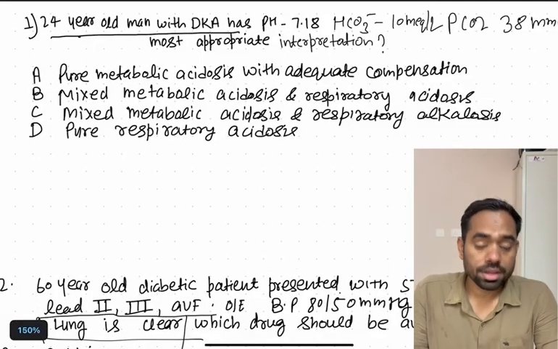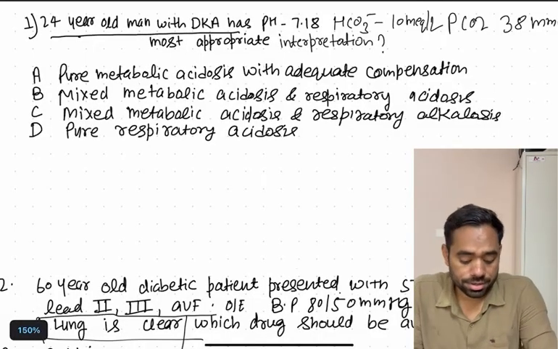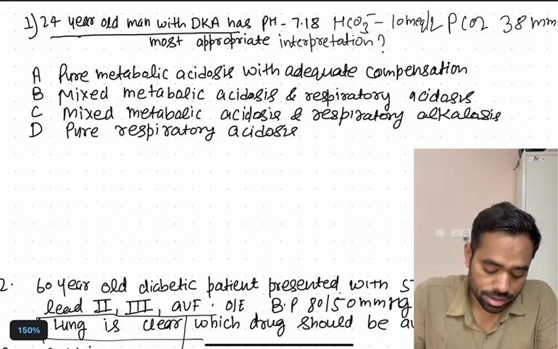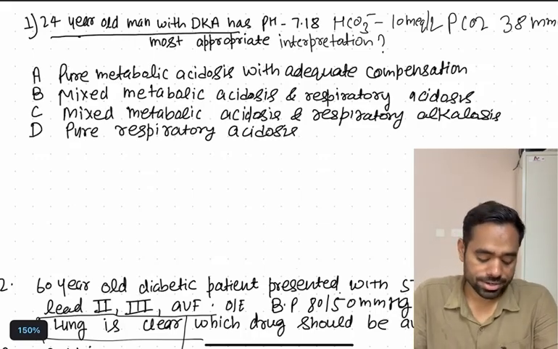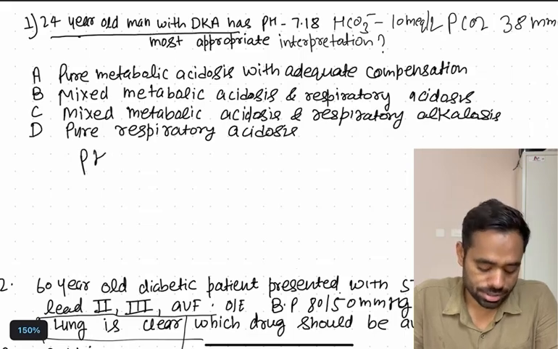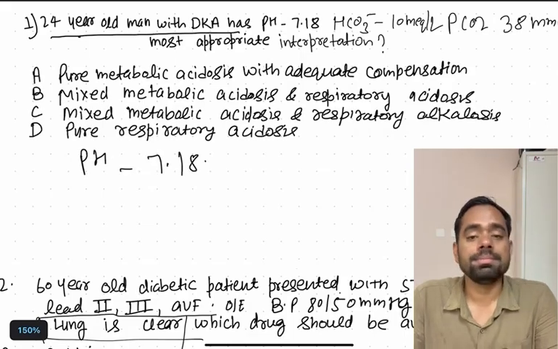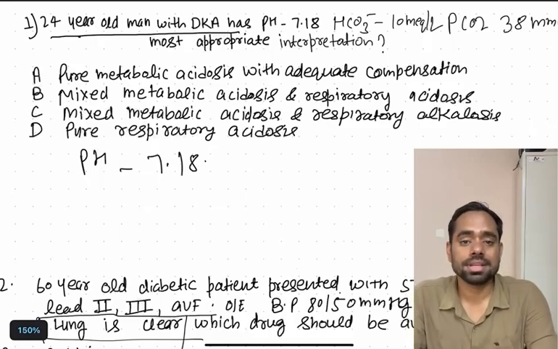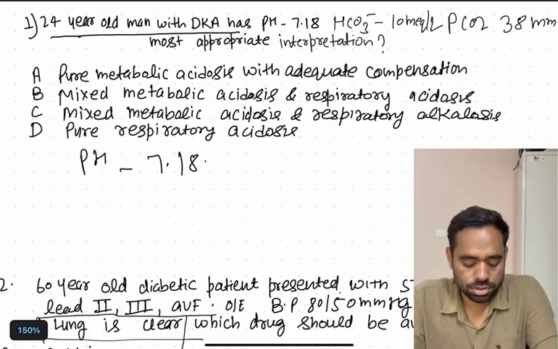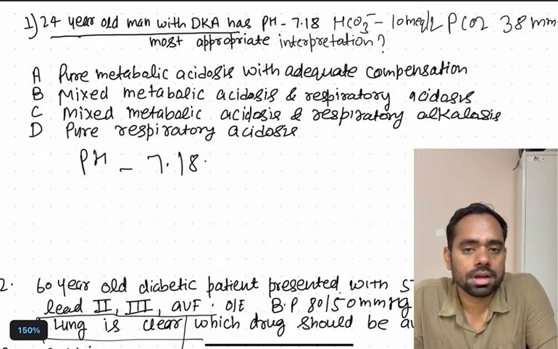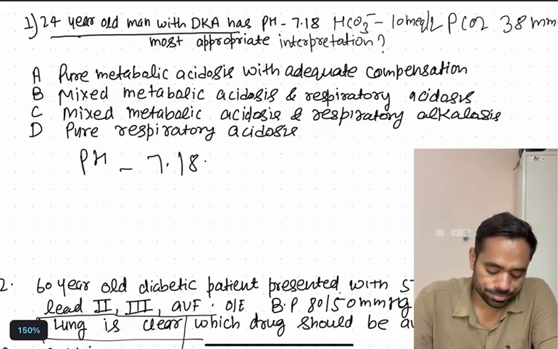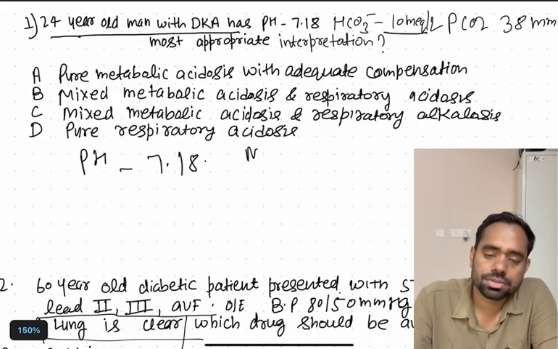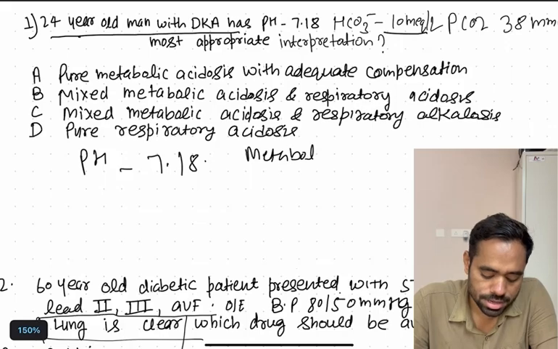A 24-year-old man presented with decay. pH is 7.18, bicarb is 10, PCO2 is 38. Most appropriate interpretation? So pH is 7.18. If the pH is less than 7.35, it is acidosis, and this acidosis could be respiratory or metabolic or maybe mixed. So bicarb is 10, so it is metabolic acidosis.